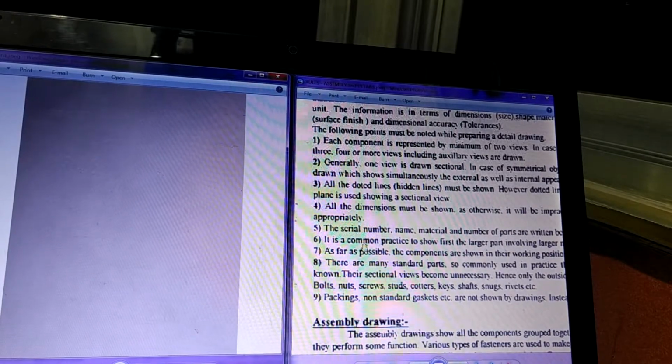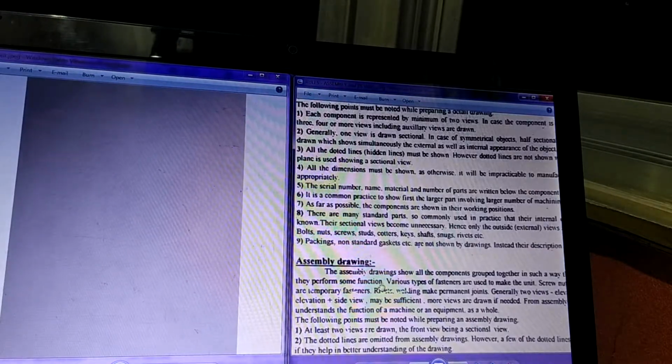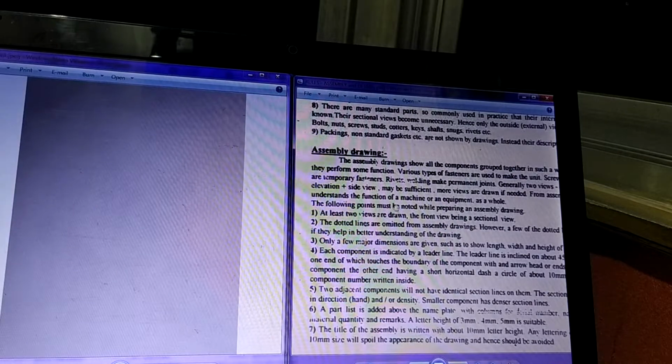Okay, now let's read some information about the assembly drawings. What are assembly drawings?